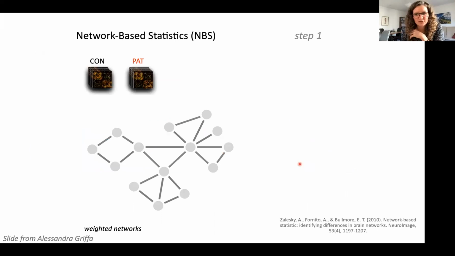So for that, I need to shortly explain the method that we're using to see the weakening of the links in our network. It's called network-based statistics. It was first used by Zalesky et al. in 2010, quite an old method, and it's very well used in neuroscience. I'm not sure if other network scientists know about it, but it's using a trick for multiple comparisons.